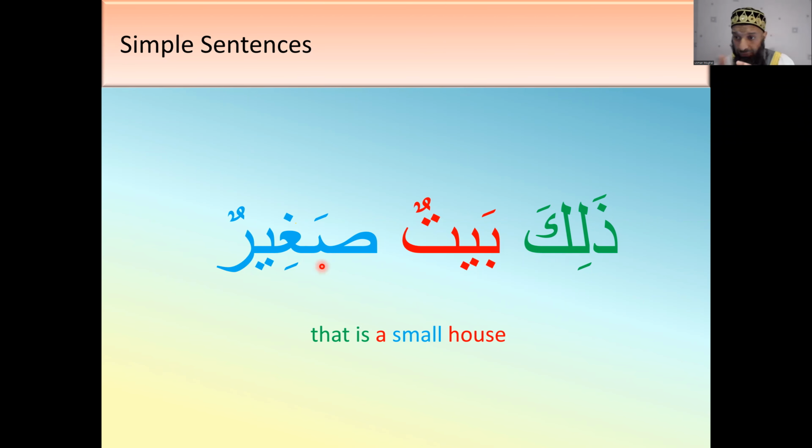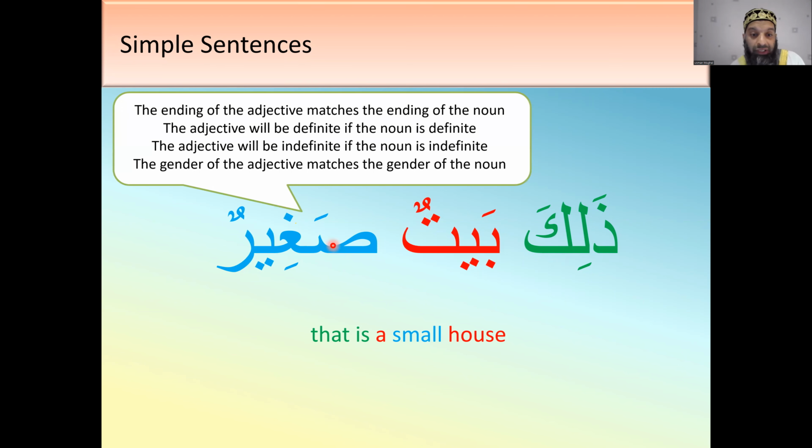So we're going to see, inshallah, some verses. We've got about 20 minutes left, inshallah. We're going to see some verses with this in, what I'm showing you today. Are we happy with that? And just this final point here. The word saghirun is the adjective, okay? It's describing the noun. Let's look at some rules here.